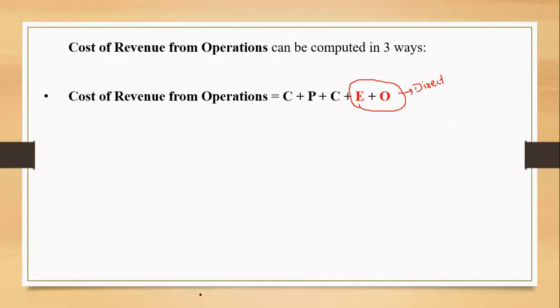Who will tell me? Yes, C stands for cost of material consumed. P stands for purchase of stock. C stands for changes in inventory. Inventory has 3 terms: work in progress, finished goods and stock in trade. And E stands for employee benefit expenses and O for other expenses.